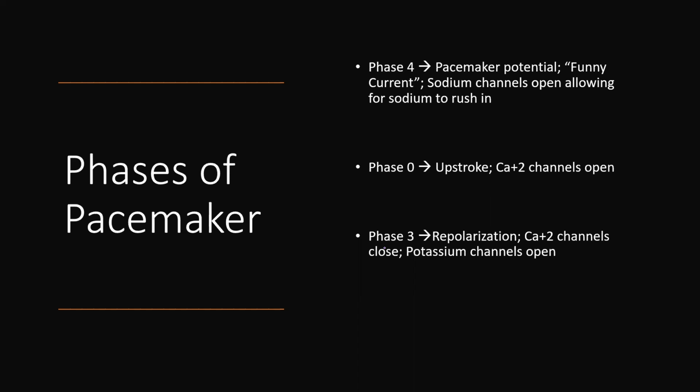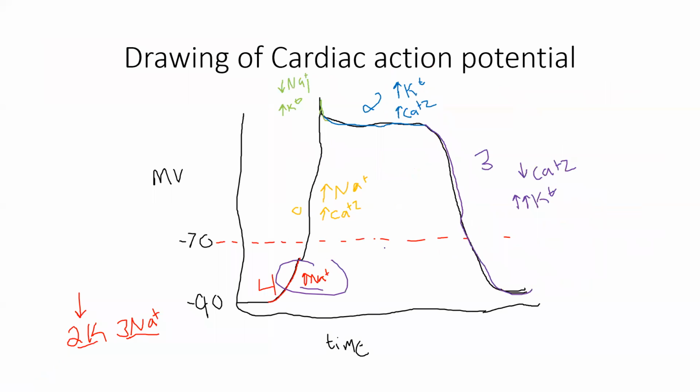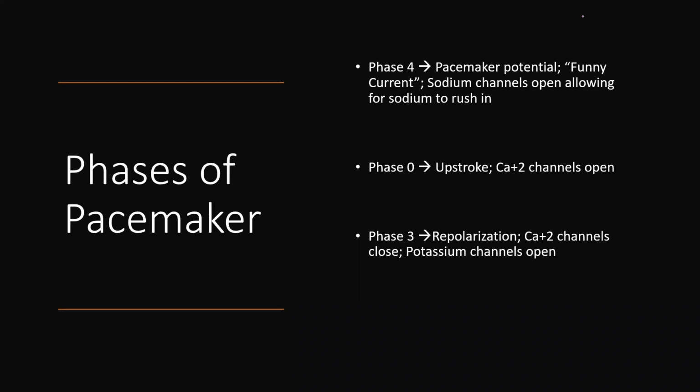So you might be asking why it's not 1, 2, 3 or 0, 1, 2. It's because it follows the same setup. Phase 4 is going to be at rest up to threshold. Phase 0 is depolarization. Phase 3 is repolarization. So the cool thing about pacemaker cells is this funny current.